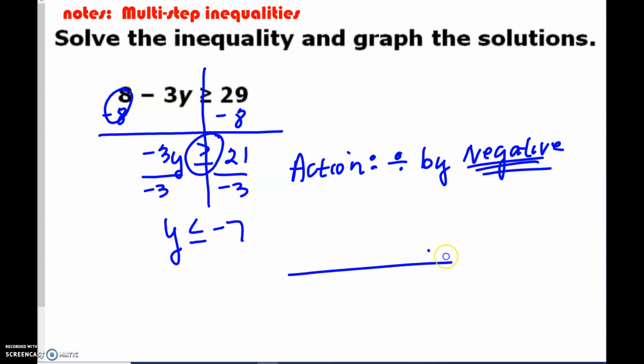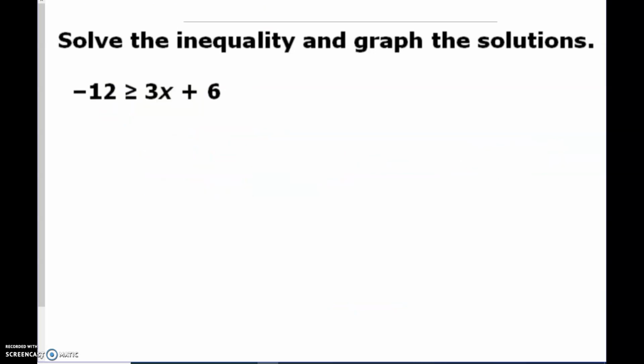All right, so now when we graph, I have 0, I have a negative 7. Because it has this equal sign underneath it, I am going to have a closed circle here at negative 7 and any number less than. So it goes to the left, any number less than. All right, so you should give this one a try. So you should stop this one, give this one a try, see how it goes, and then resume.